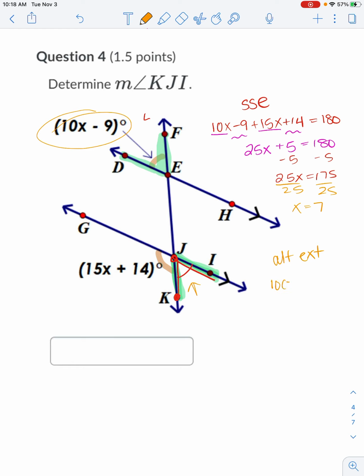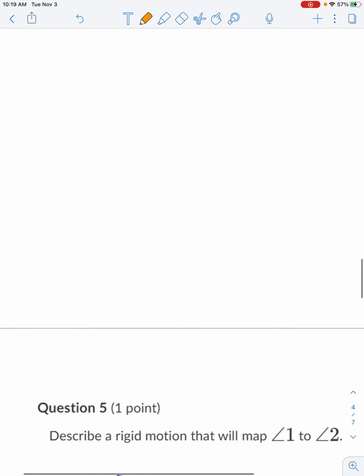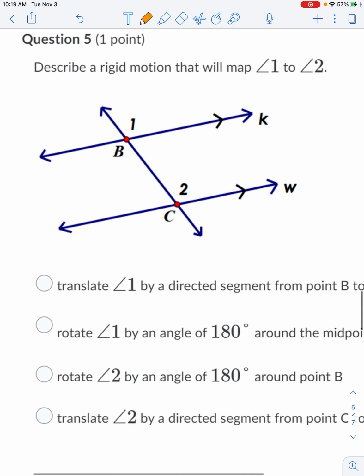We get 10 times 7 minus 9. 10 times 7 is 70. Minus 9 is 70 minus 9 is 61. So 61 degrees. All right, number 5. Describe a rigid transformation that will map angle 1 to angle 2.